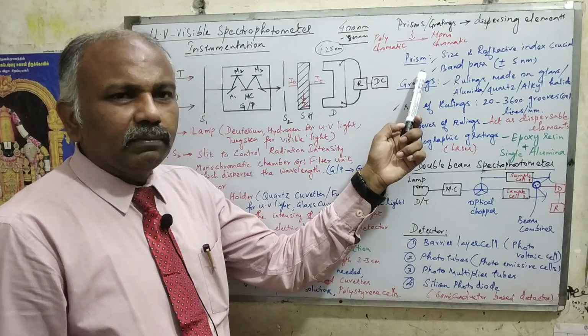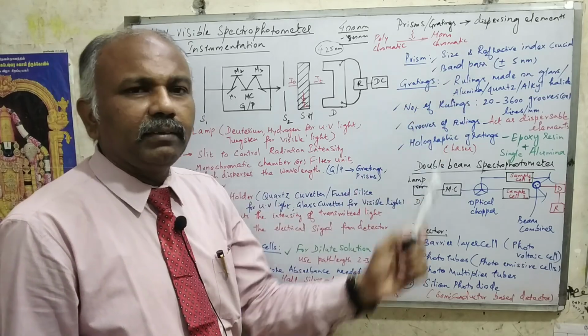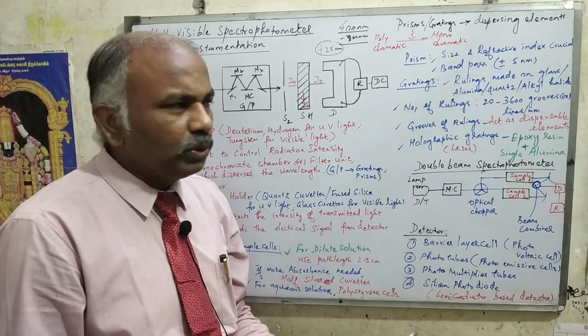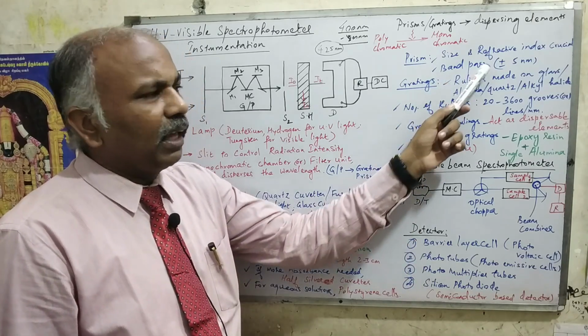What is the function of the prism? The prism works based upon the size and the refractive index. These are the two crucial things for the proper working of the prism, and the band pass is plus or minus 5 nanometer.